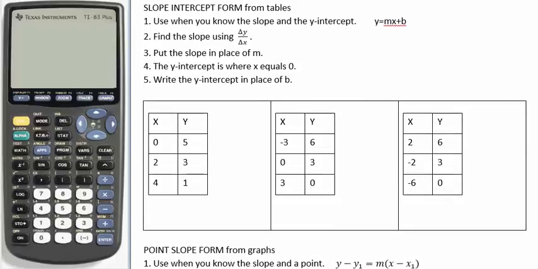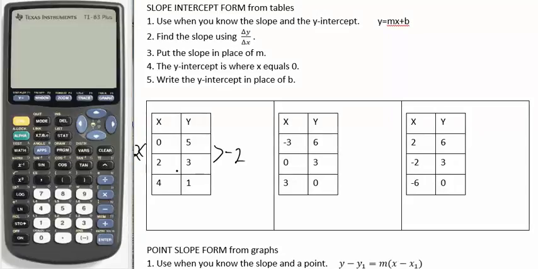All right, slope-intercept form from tables. So again, if you know the slope and a y-intercept, you're still going to use slope-intercept form, but now we're going to find the slope using change in y over change in x. So change in y is down 2, change in x is up 2, positive 2. So our slope is negative 2 over 2 equals negative 1. So that's our slope. So we go y equals our slope with our x.